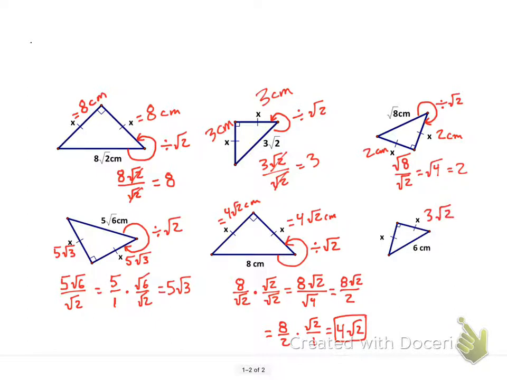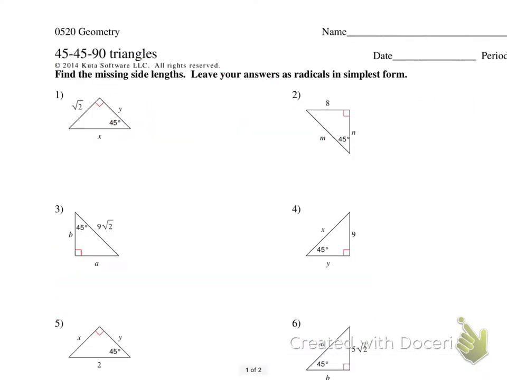Okay, good. Now in the Google Classroom, you'll notice another assignment posted, which is 45, 45, 90 practice. There's version 1 and version 2. Go ahead and download version 1 right now. And you'll know if you got to it because I believe it should look like this.